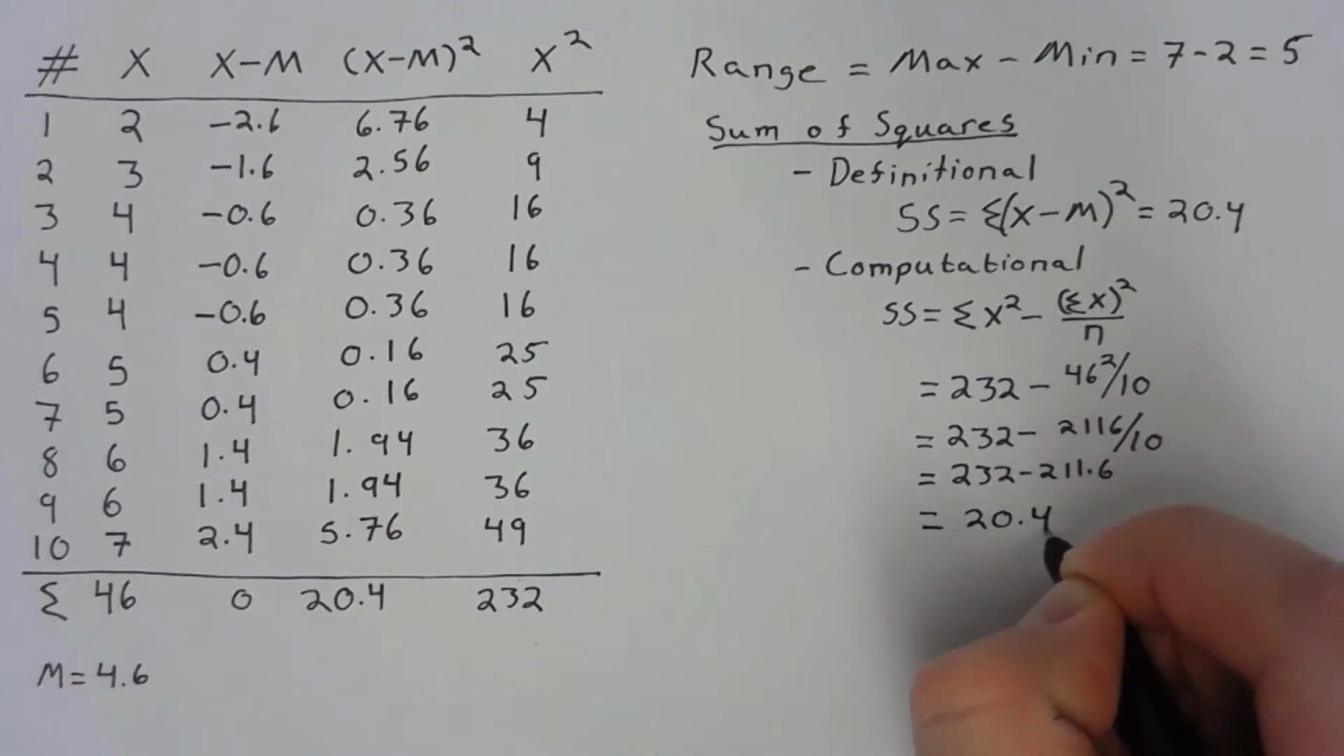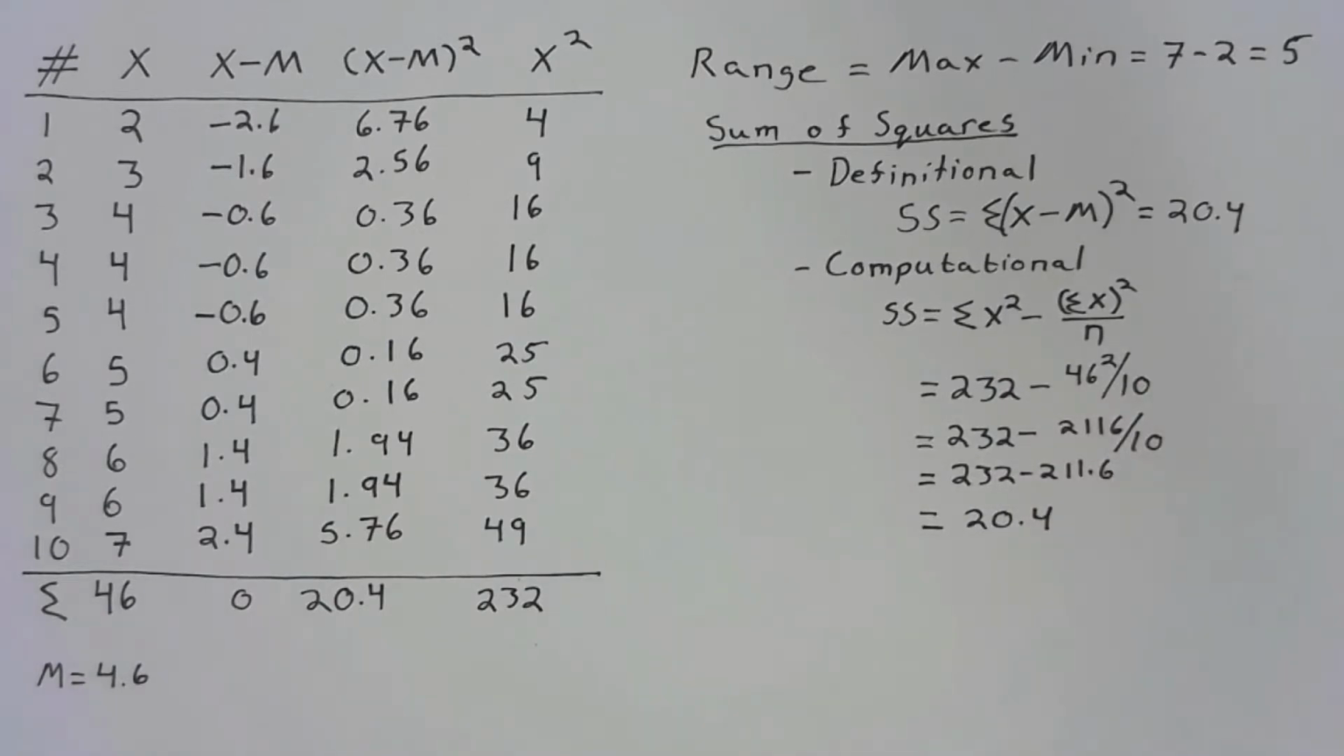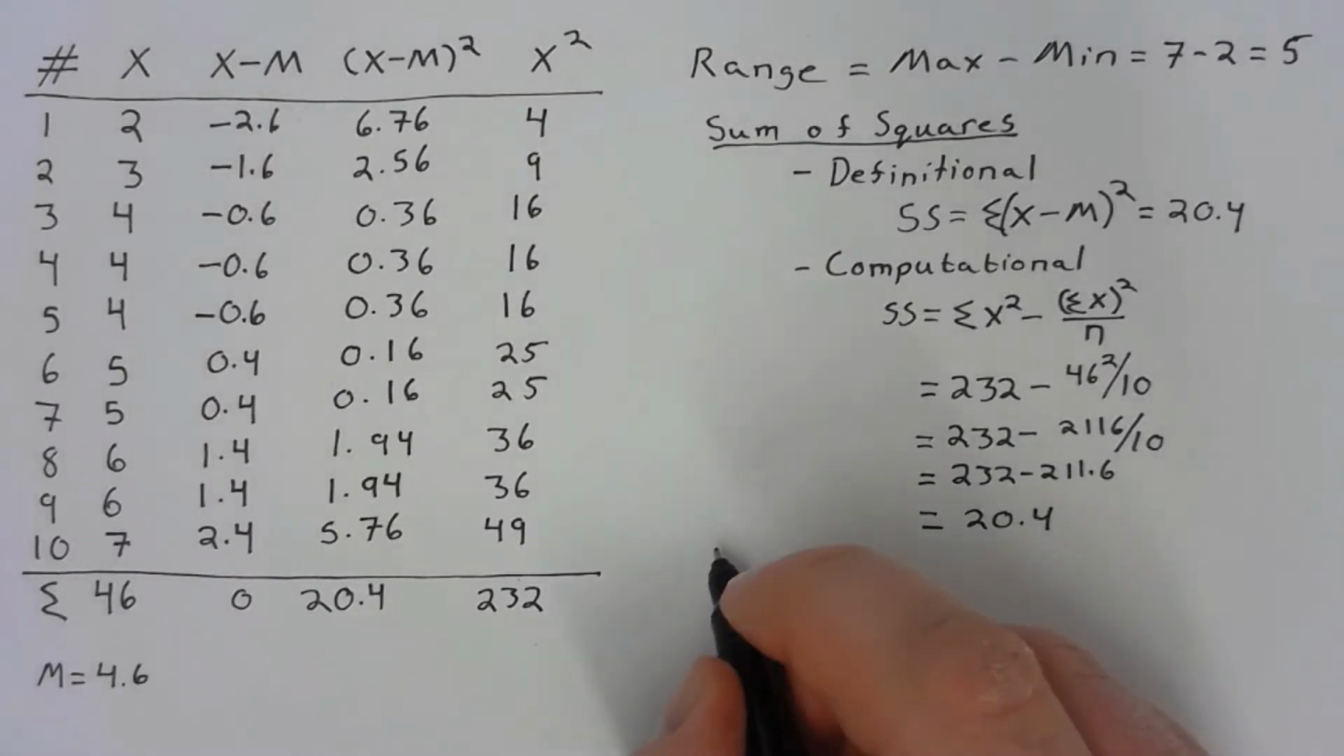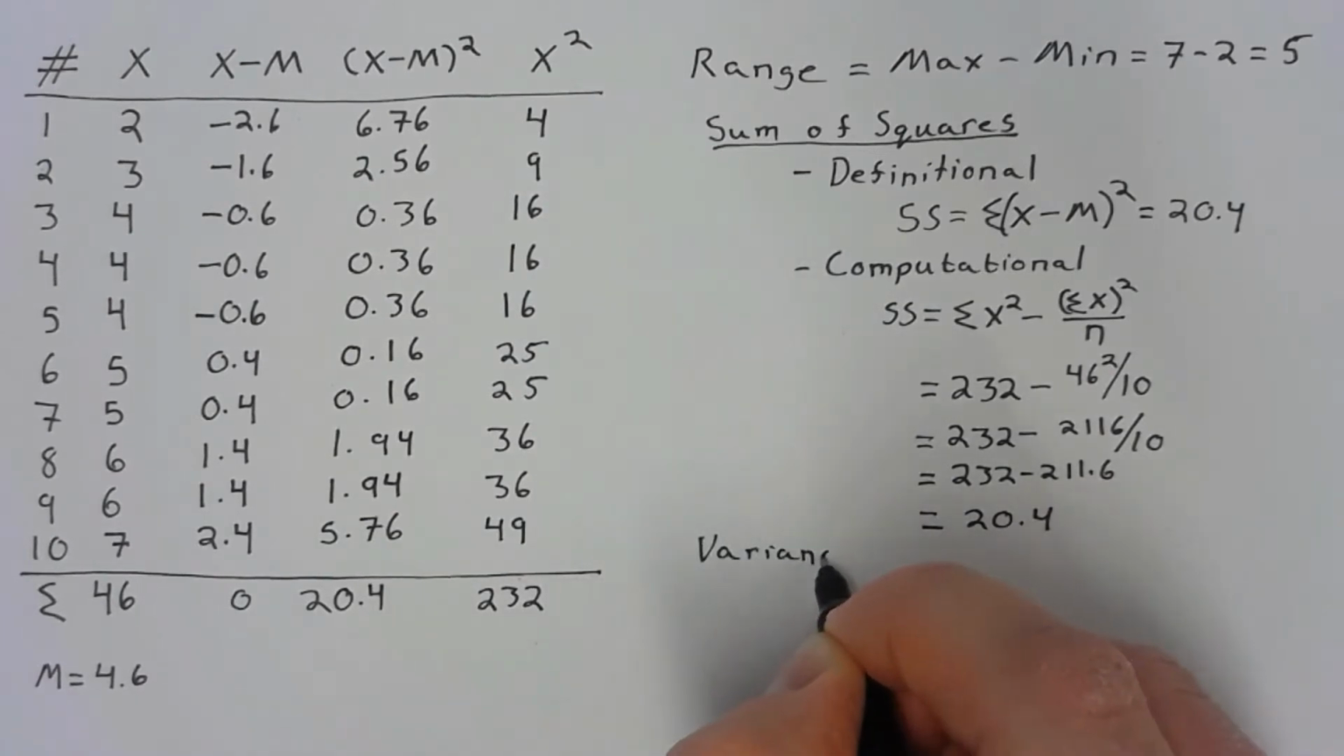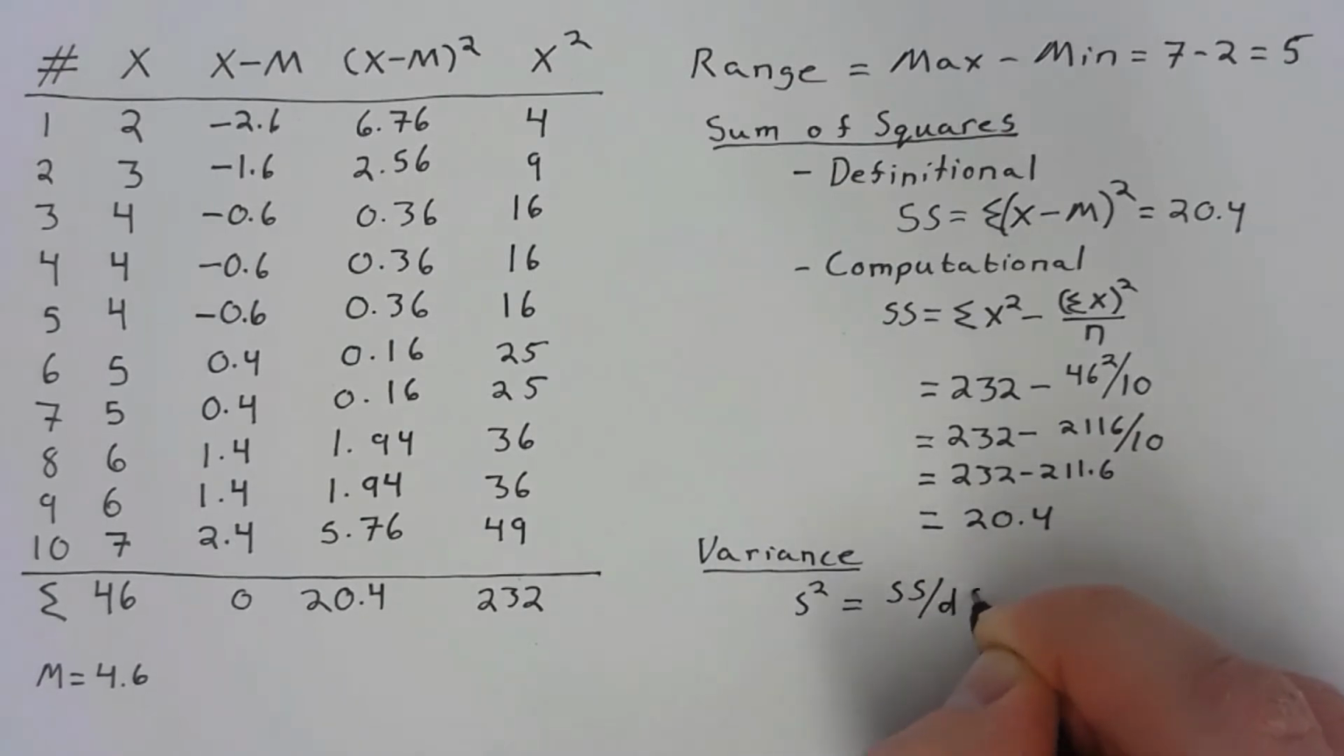Now, sum of squares is not typically used as a measure of variability in and of itself, because if you have more scores in the data set, your sum of squares will be greater. So it's confounded by the number of scores. To get around this, you would calculate variance, where you take the sum of squares divided by the degrees of freedom. Now, degrees of freedom is actually a complex concept.